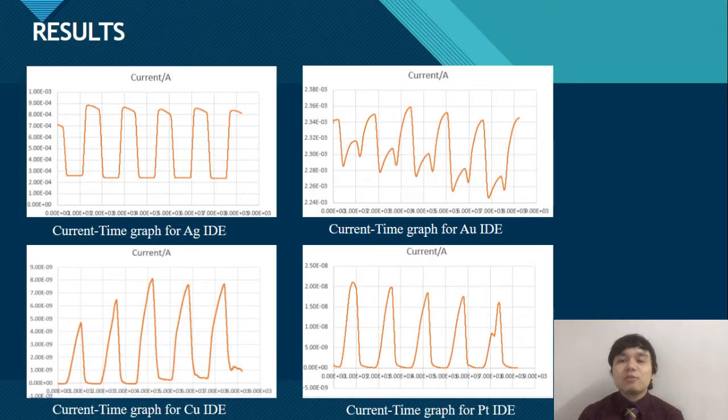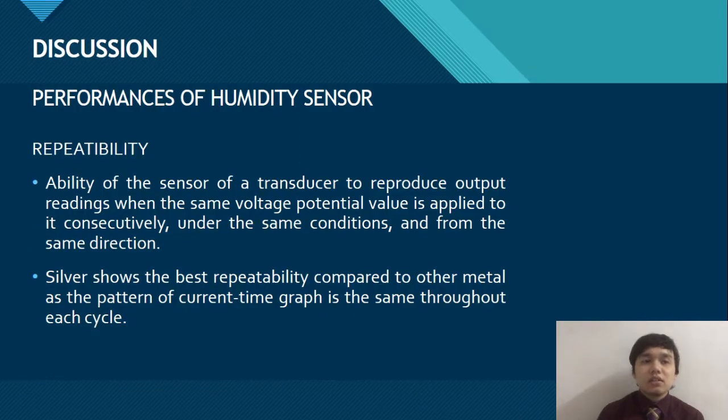This is the result obtained in the humidity testing. The graph shows the current-time graph for each sample, which are silver, gold, copper, and platinum. The results are discussed in terms of the performance of the humidity sensor. First is repeatability. Repeatability is the ability of the sensor or transducer to reproduce the output readings when the same voltage potential value is applied to it consecutively under the same conditions and from the same direction.